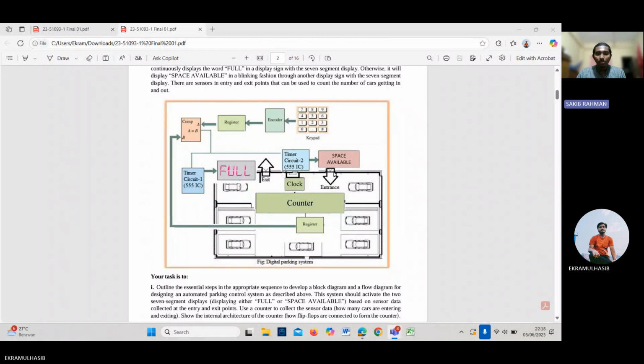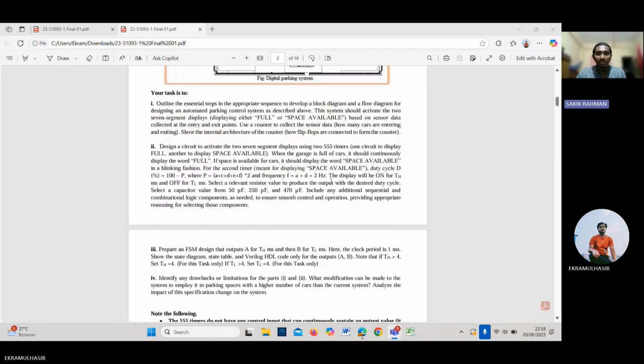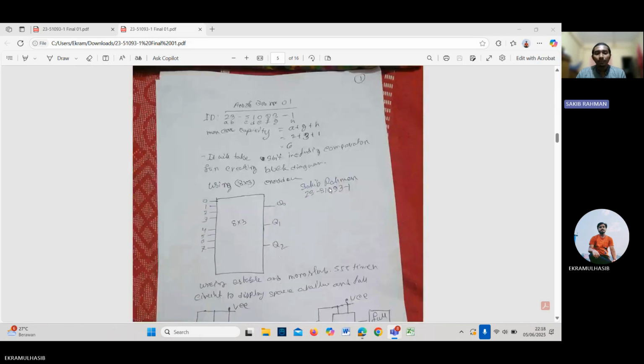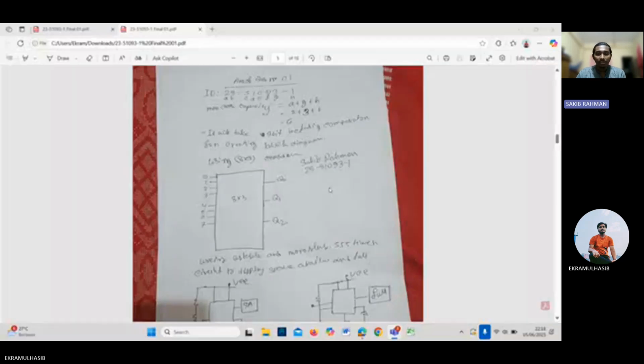In the question, we have shown a circuit or demo picture of the system that we are going to make. Today we have been given four tasks. One is to outline the essential steps in the appropriate sequence and develop a block diagram. In total, we have to display the full and space available segments in our system, with the structure and the foundation of this parking system.